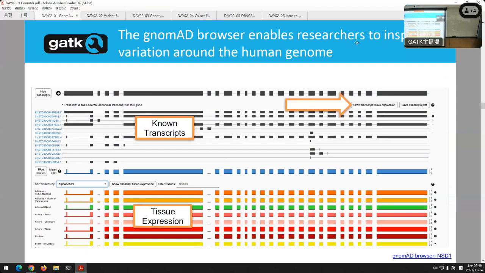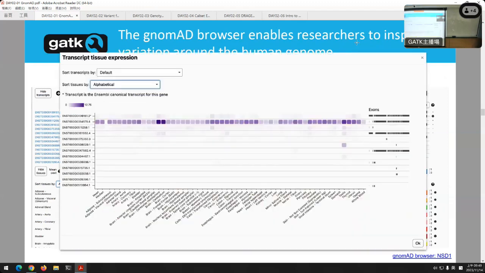There's another little button that says show transcript tissue expression. We can see yet another view of this with transcripts on the y-axis and tissues on the x-axis. So this is telling us in each tissue which transcript was the most highly expressed. So that's another way to look at this. You can find out which transcript is really relevant to look at for your tissue of interest.